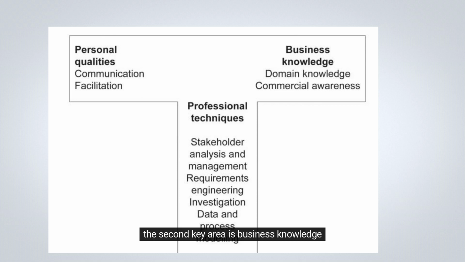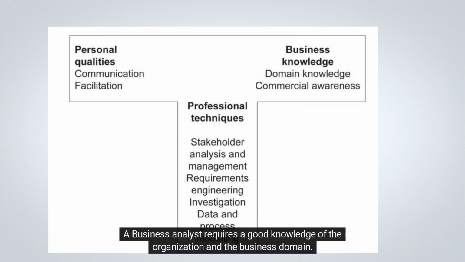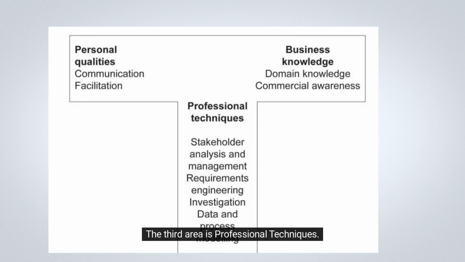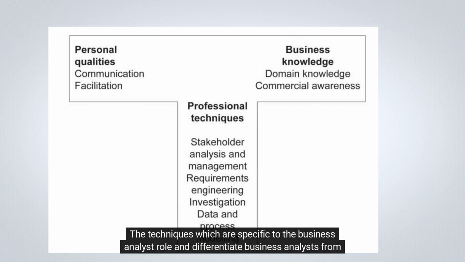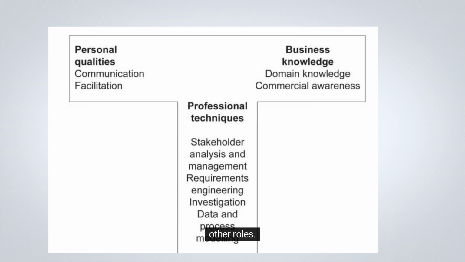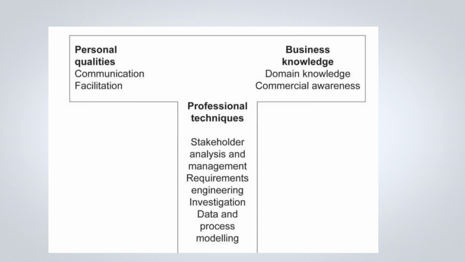The second key area is business knowledge. A business analyst requires a good knowledge of the organization and the business domain. The qualities of the business knowledge can be digital technology or organization structure. The third area is professional techniques. The techniques which are specific to the business analyst role and differentiate business analysts from other roles. Project management and data modeling are examples of professional techniques.